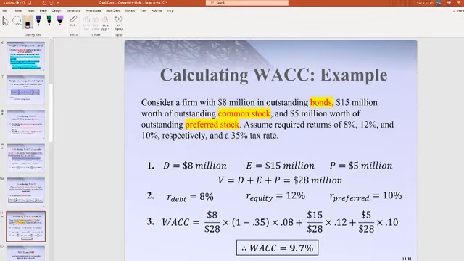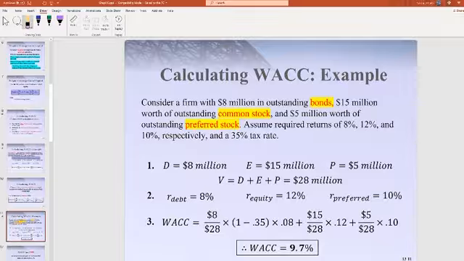Example, consider a firm with 8 million in outstanding bonds, 50 million for common stock, 5 million for preferred stock, and the required rate of return is 8, 12 and 10% for the 3 respectively. Okay, so you can see when you have an example like this, always highlight the keywords, which are bond, common stock, preferred shares. Step number 1, the value of each of them. The value for bonds is given, 8 million, for common stock is 15 million, given already. 5 million for preferred stock is given already.